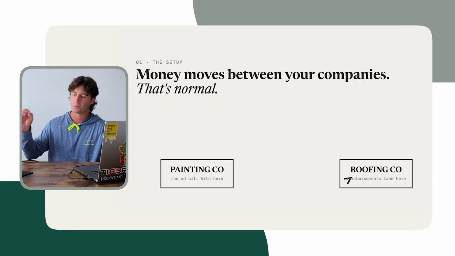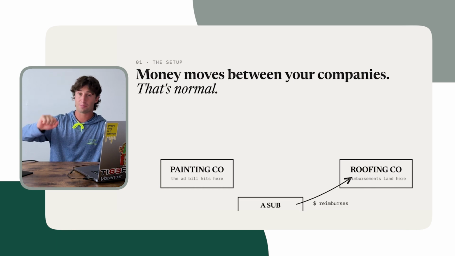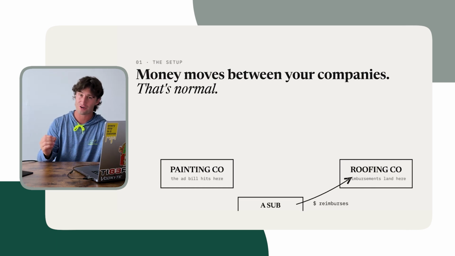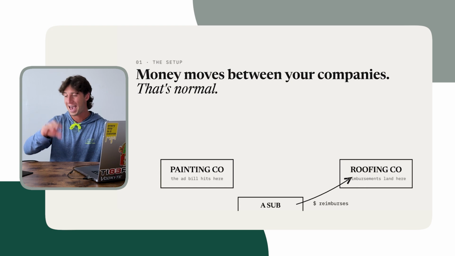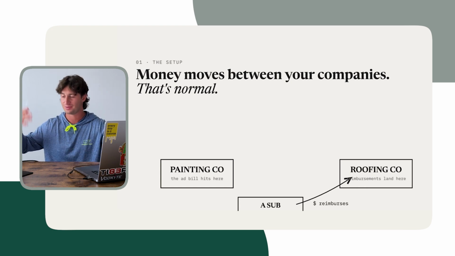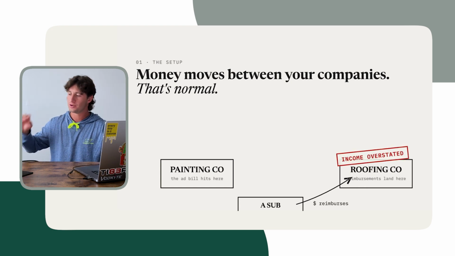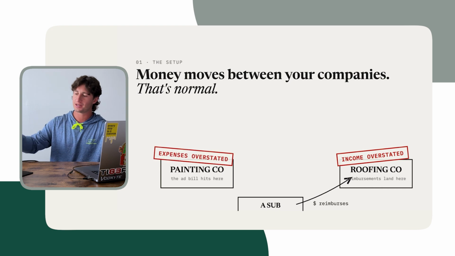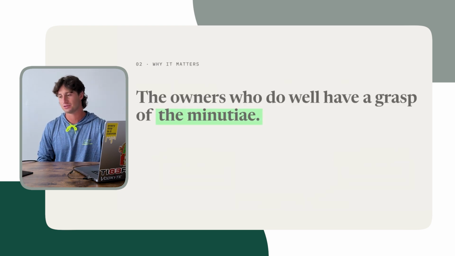So we've already established that it's normal to intermingle accounts. In this example, we have a paying company, where the ad bill hits. We have a roofing company, where the reimbursements hit, because there's a subcontractor using that ad account but paying the roofing company because they use Stripe and it's easier. So on the roofing company, the income is overstated, and on the painting company, the expenses are overstated.